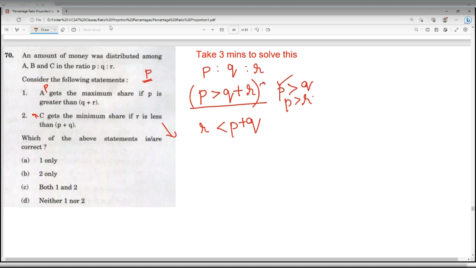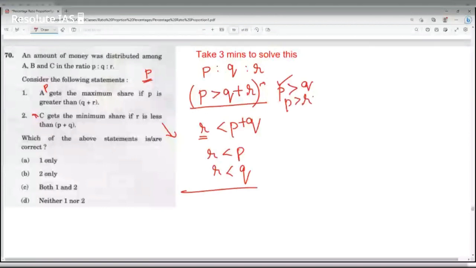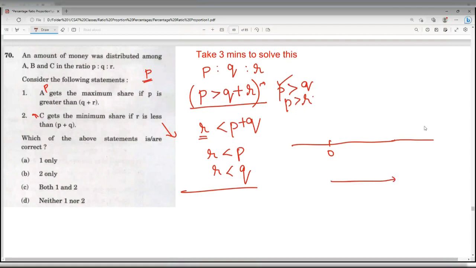In the second statement, they are saying that C gets the minimum share if R is less than P plus Q. So R should be the minimum of these three, that is, R should be less than P and R should be less than Q. Whenever I solve a question, I use number lines to compare the numbers. A number line is nothing but a line with 0 somewhere here, and then P and Q can be somewhere else. In this case P, Q, R are positive numbers, so they would be greater than 0, somewhere in this area.